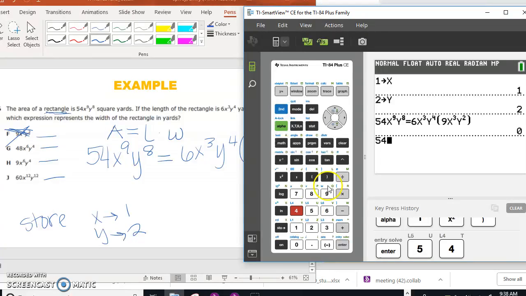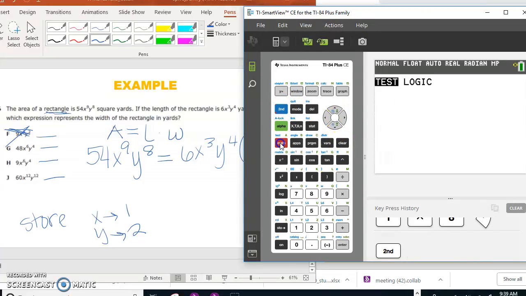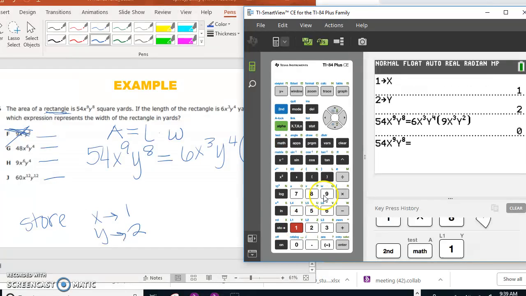So we want to do it again. Make sure you come back down out of your exponent. Come back down out of my exponent. We hit second, math, and we select number 1 because we're doing an equal sign. And then this whole first part of the second half is the same. 6x to the 3rd, y to the 4th.